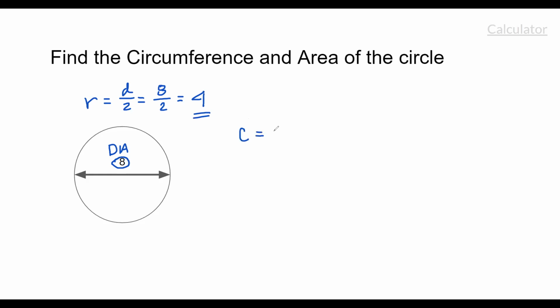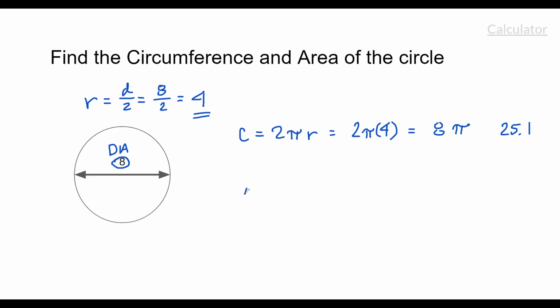Circumference is equal to 2 times pi times the radius, or 2 times pi times 4. The biggest mistake you might make here is to use 8. Don't want to use the diameter. We want to use the radius. 2 times pi times 4. Your calculator should give you an answer of 8 pi. Use that toggle button above the enter key and convert that to 25.1.